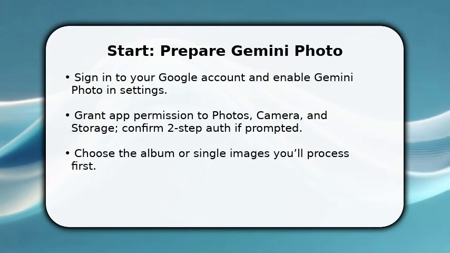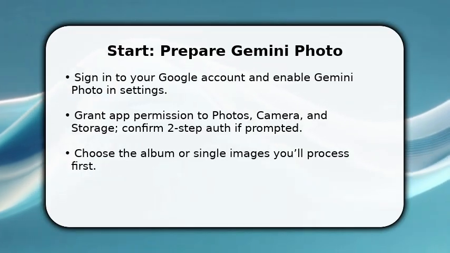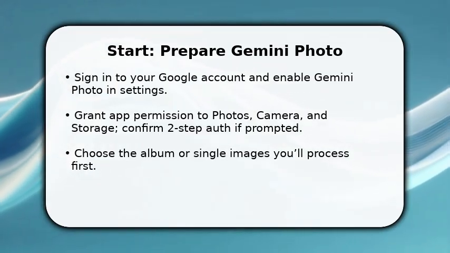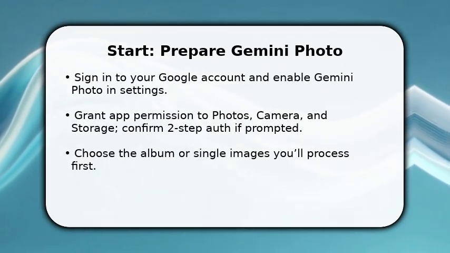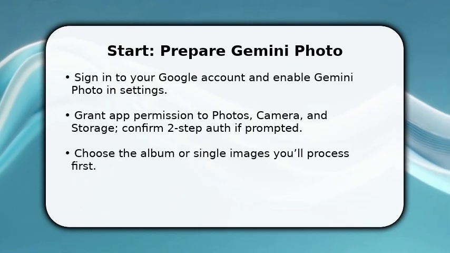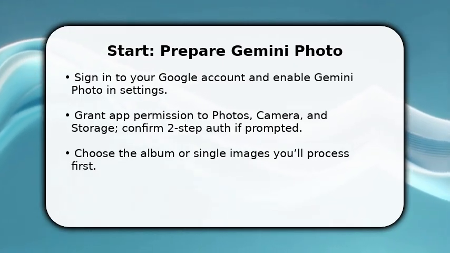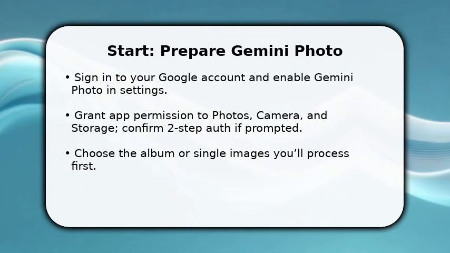You'll begin by confirming prerequisites fast. Sign into your Google account and enable Gemini Photo in the app settings. Once done, make sure you grant photo, camera, and storage permissions so the tool can access and edit images. If two-step authentication appears, complete it to secure access.